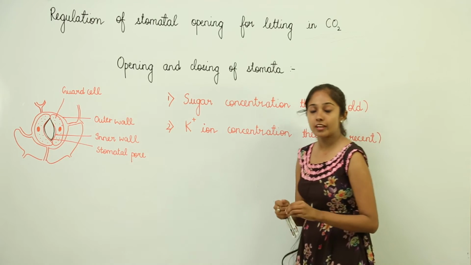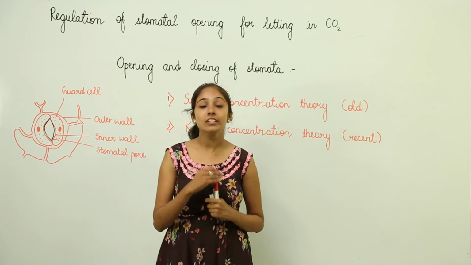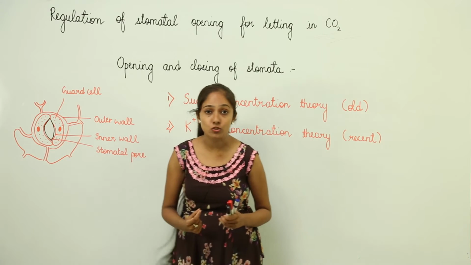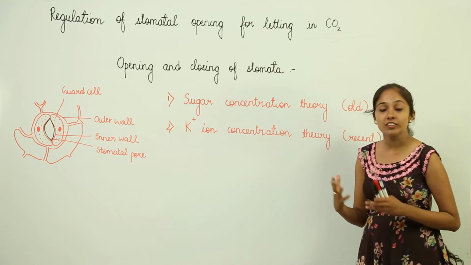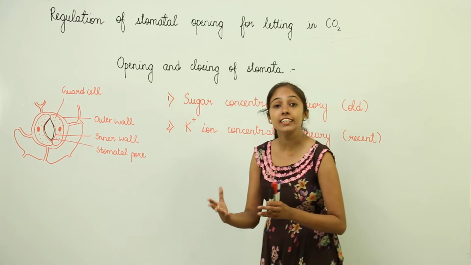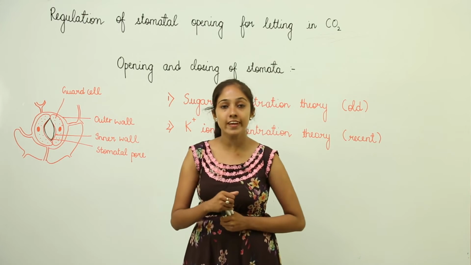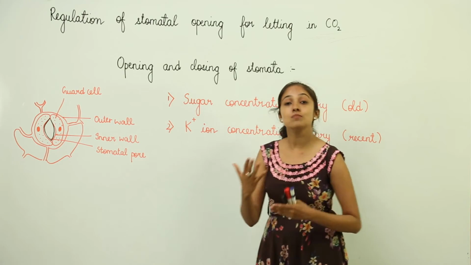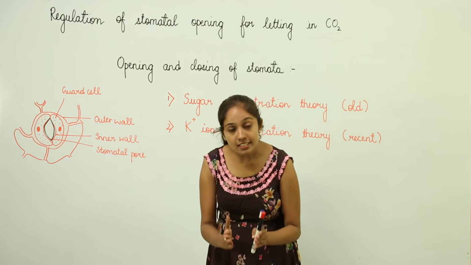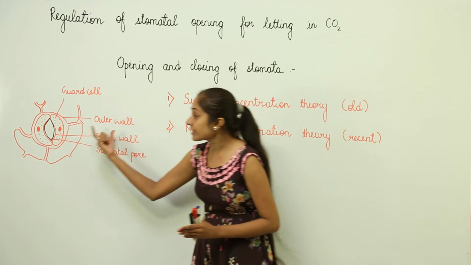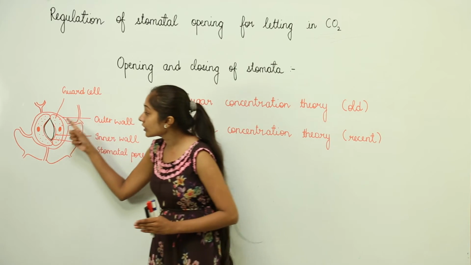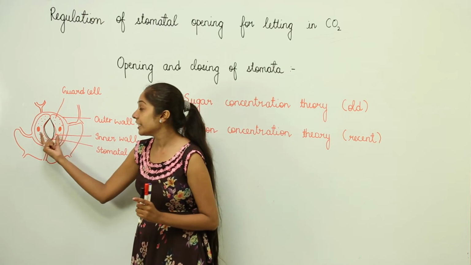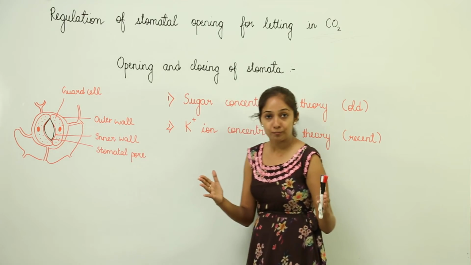What the sugar concentration theory conveys is that during daytime when photosynthesis is going on, in the cytoplasm of these guard cells we have chloroplast also. So, during daytime when photosynthesis is going on, this is going to lead to the production of sugar, that is glucose. This is what is formed during photosynthesis. Now, this glucose is going to increase the osmotic pressure. Because of the increase in the osmotic pressure from the adjoining cells, the water is going to enter into the guard cells, which is going to lead to the swelling of the guard cells, and this will lead to the opening of the stomatal pore.